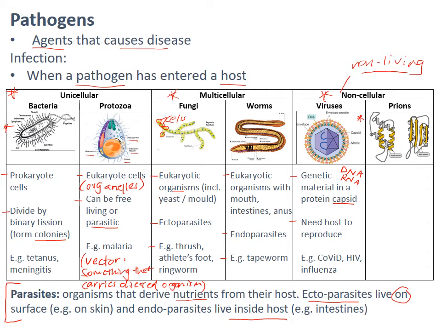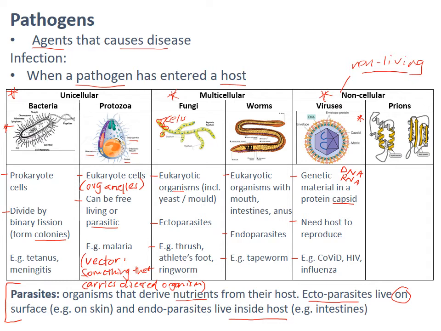Examples of this, obviously coronavirus is a virus that causes the COVID disease. HIV is a virus, human immunodeficiency virus, which causes AIDS. Influenza is a virus, Ebola, there's heaps and heaps of different examples.